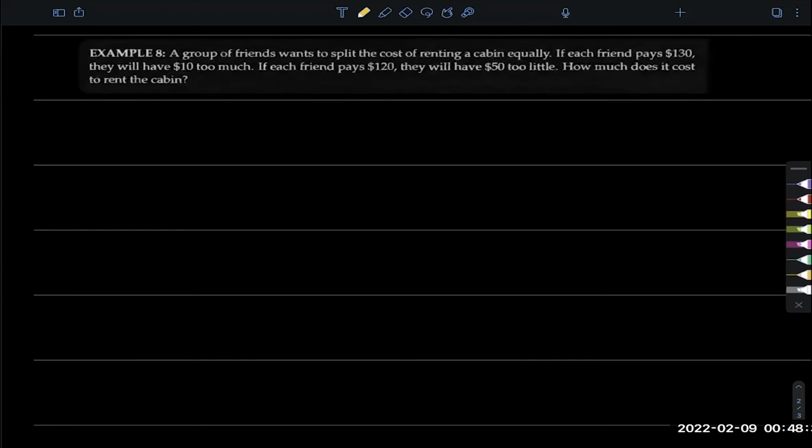A group of friends wants to split the cost of renting a cabin equally. If each friend pays $130, they will have $10 too much, which means the total cost will be $10 less than when they pay 130. Do you know how many friends they have? No, so let's call that x. So 130 for each one of them, 130 times x is cost plus 10, right? That's what it means, that it is $10 more than the cost.